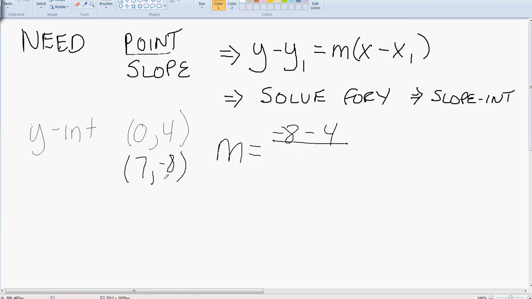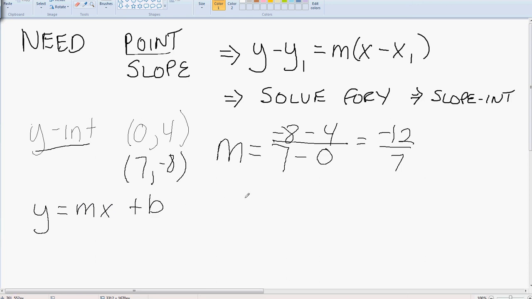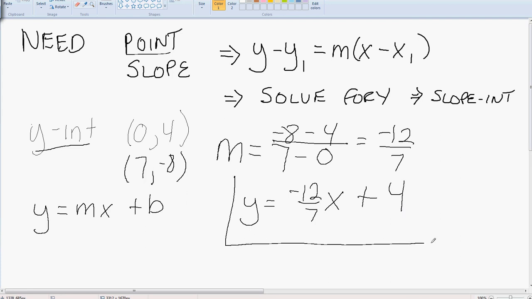Our change in x, well, since -8 is the y we started with, the change in x must start with 7 minus 0. So I've got -12 divided by 7, and that's just -12/7. And because one of our points is our y-intercept, we can go straight to slope-intercept form for the line. y equals -12/7, this goes where the slope goes, right in front of x, plus our y-intercept is 4, and there is our equation of that line in slope-intercept form.